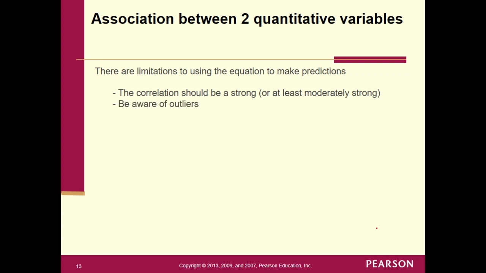Second, be aware of outliers, because those pesky outliers can distort the line. It's going to shift the line around, and any kind of influential outlier is going to shift the line greatly. So you've got to be aware of them. And the last one, which I want to concentrate on, is don't extrapolate.